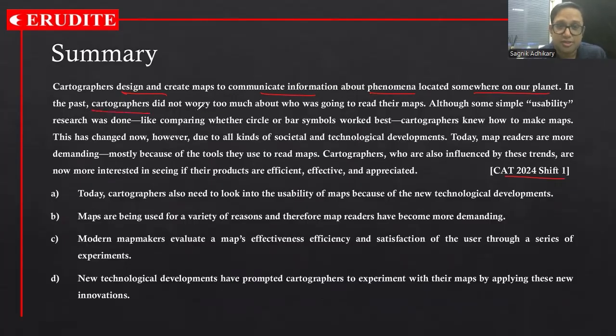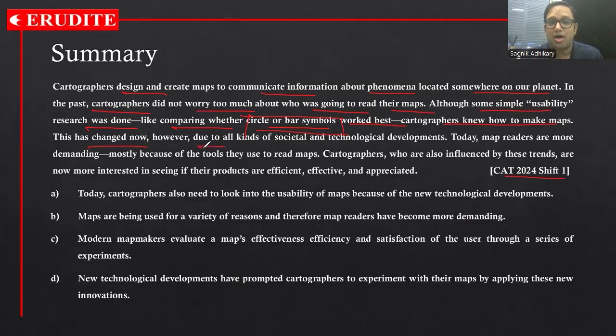In the past, cartographers did not worry too much about who was going to read their maps. Although some simple usability research was done, like comparing whether circle or bar symbols work best, cartographers knew how to make maps. This passage talks about a change, a social change that has happened in cartography. In cartography, earlier, cartographers were confident about their craft. They had very minor decisions to make, particularly, say, for example, this one, whether circle or bar symbols work best. They didn't much think about the usability. Usability is an important aspect, the usability of their maps.